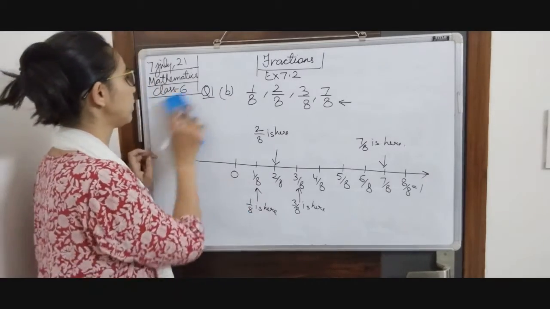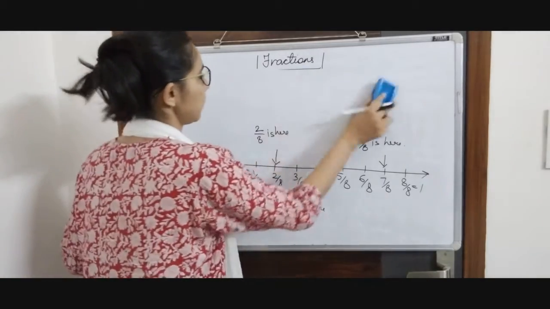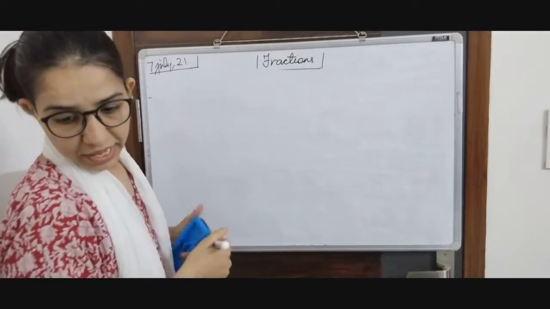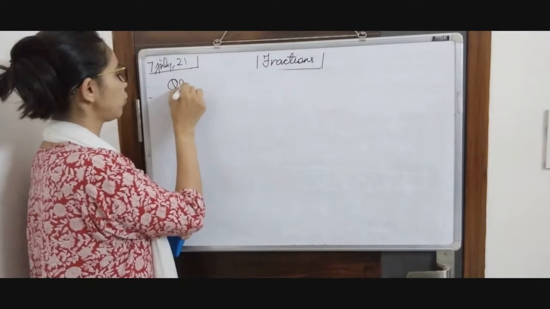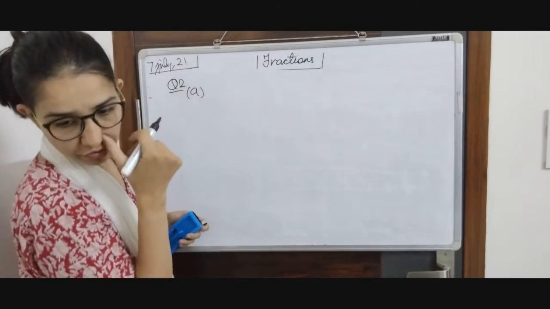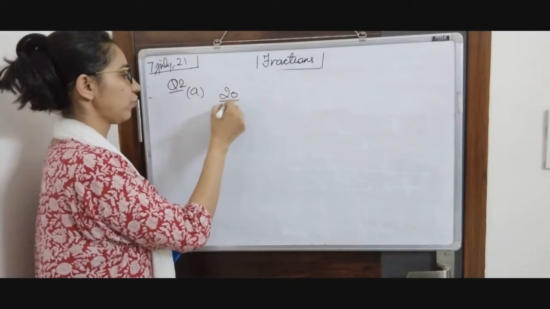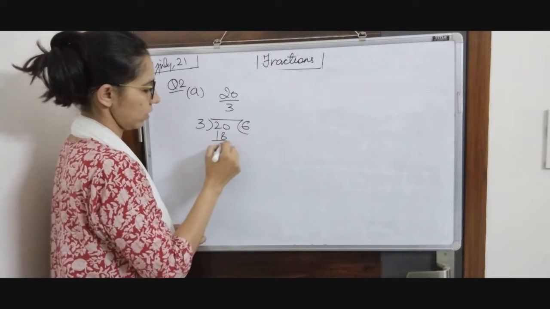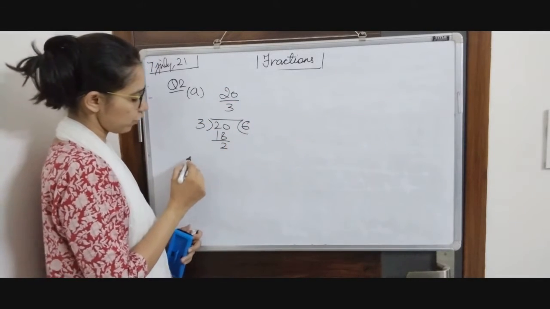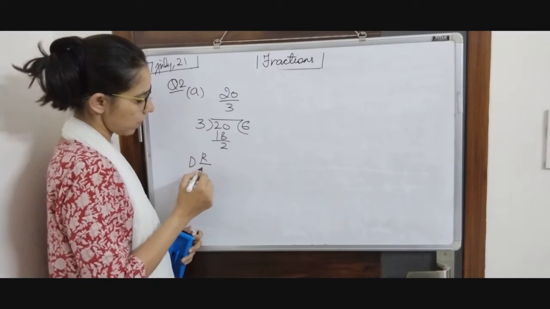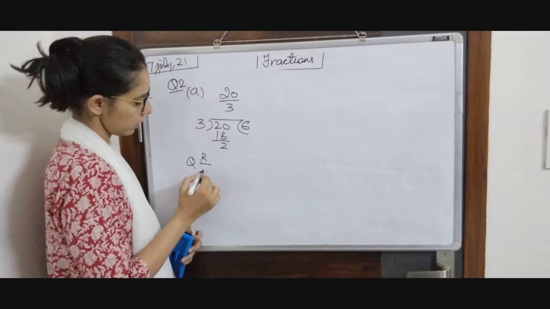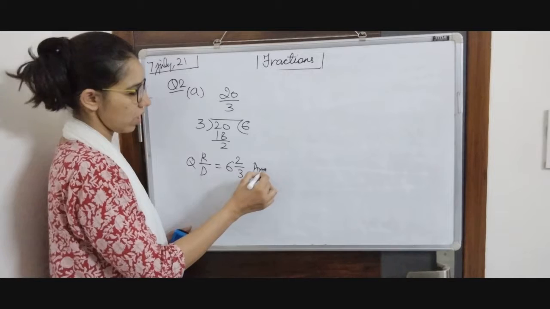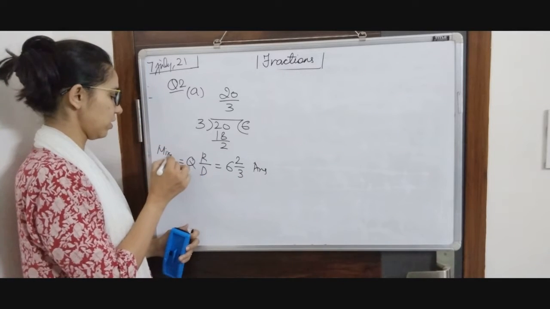So question number 2 is express the following as mixed fractions. So question number 2 first. A fraction is 20 by 3. So we will divide 20 by 3. The mixed fraction form is going to be quotient, remainder by divider, which is going to be 6, 2 by 3. So this is going to be our mixed fraction.